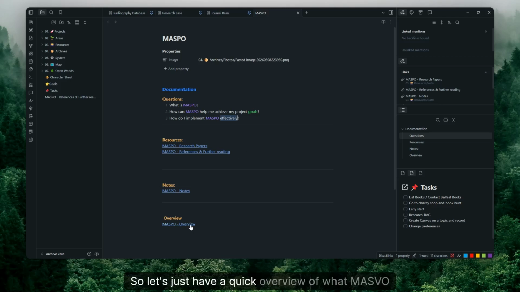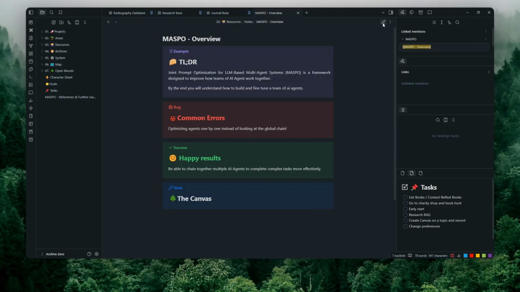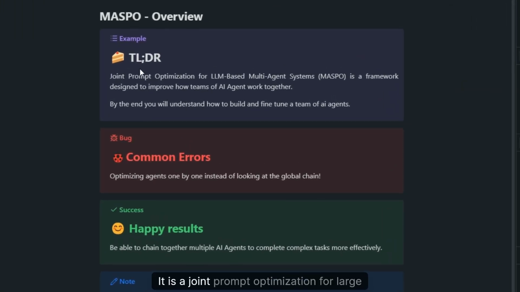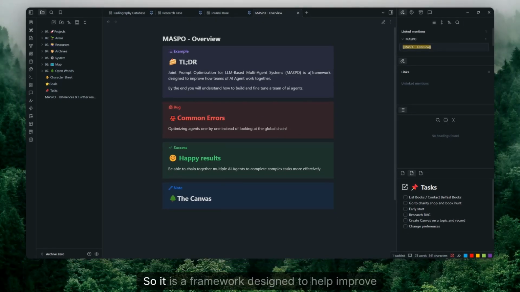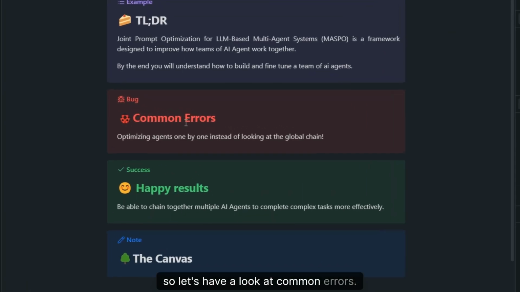So let's just have a quick overview of what MASPO is. Quick TLDR, it is a joint prompt optimization for large language models based around multi-agents. So it is a framework designed to help improve how teams of AI agents work together. By the end, you should hopefully be able to understand how to essentially build and fine tune a team of AI agents. Okay, so let's have a look at common errors.